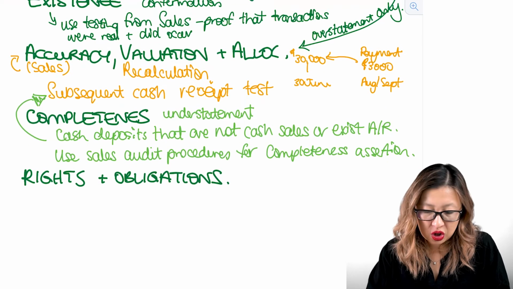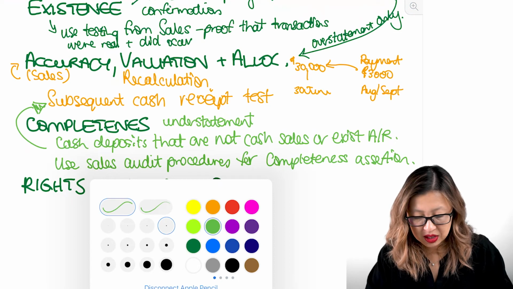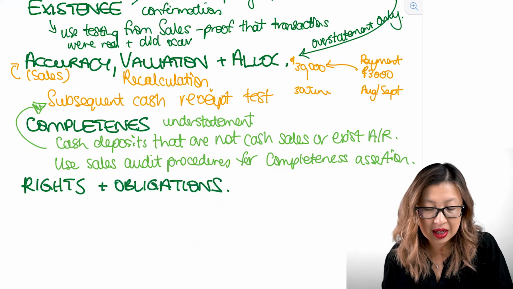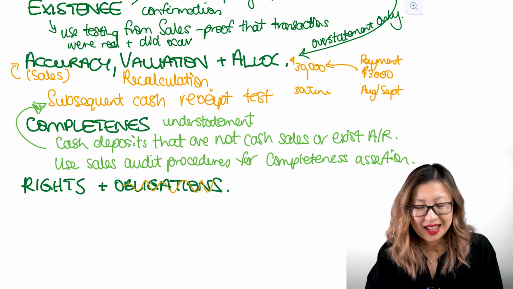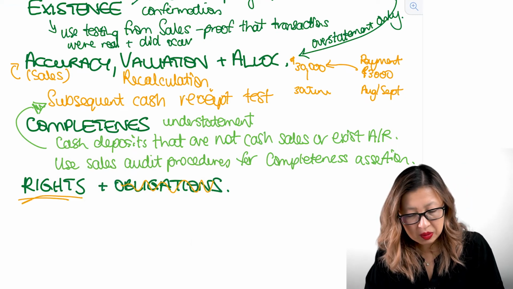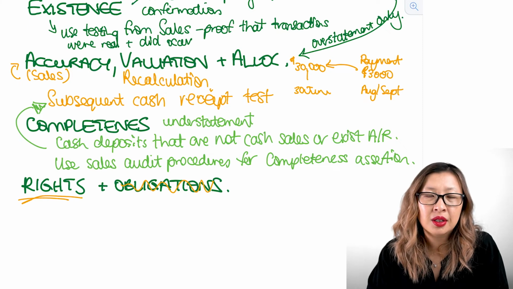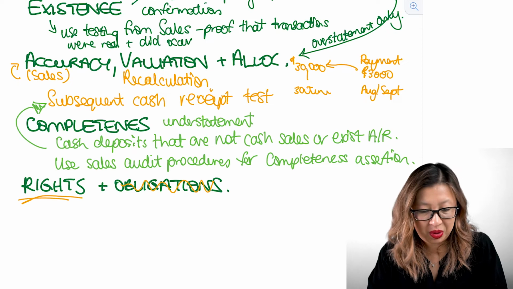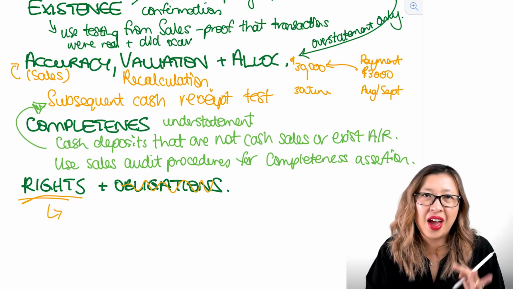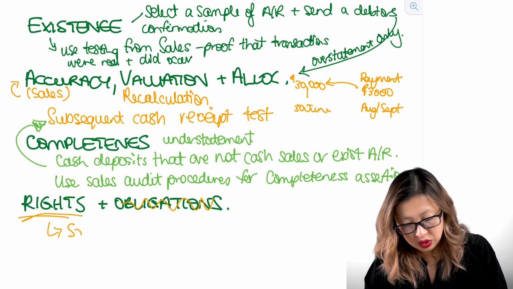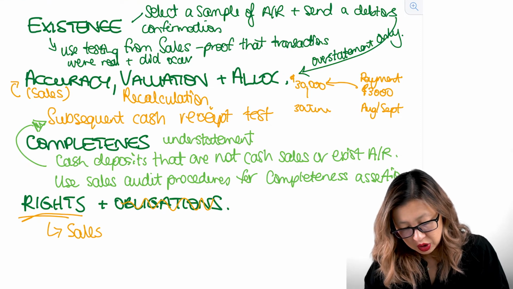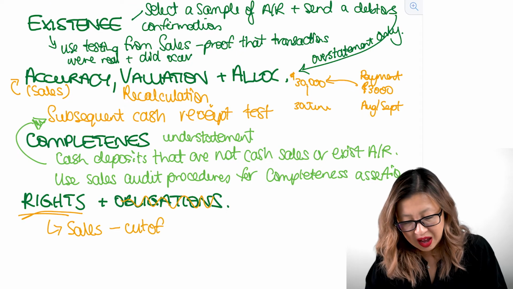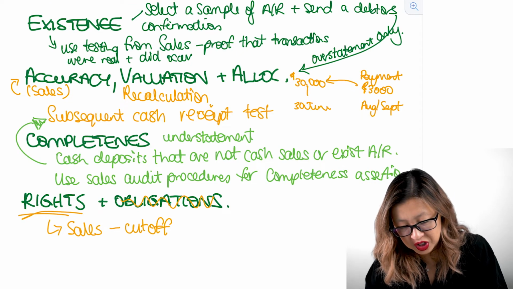Now, the last assertion that we have is rights and obligations. Let me just do this in the orange again so it's a little bit clearer to see. With rights and obligations, it's less so obligations and more so rights. Do I have the right to record that accounts receivable as an asset? Now, that right is all going to come down to, was the sale valid?